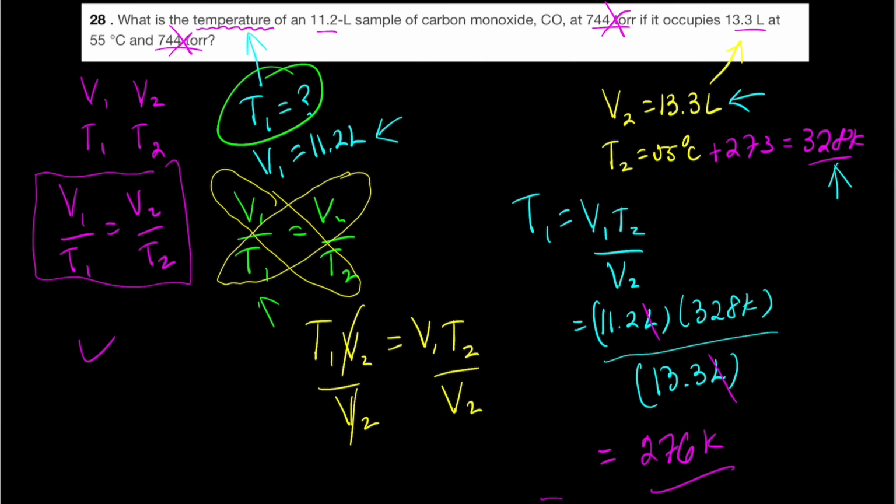The problem doesn't say what is the Celsius temperature, it just says what is the Kelvin temperature. If ever you have a problem that asks for the Celsius temperature, you subtract 273, and you're going to get 3 degrees Celsius. So that's pretty cold, pretty chilly.